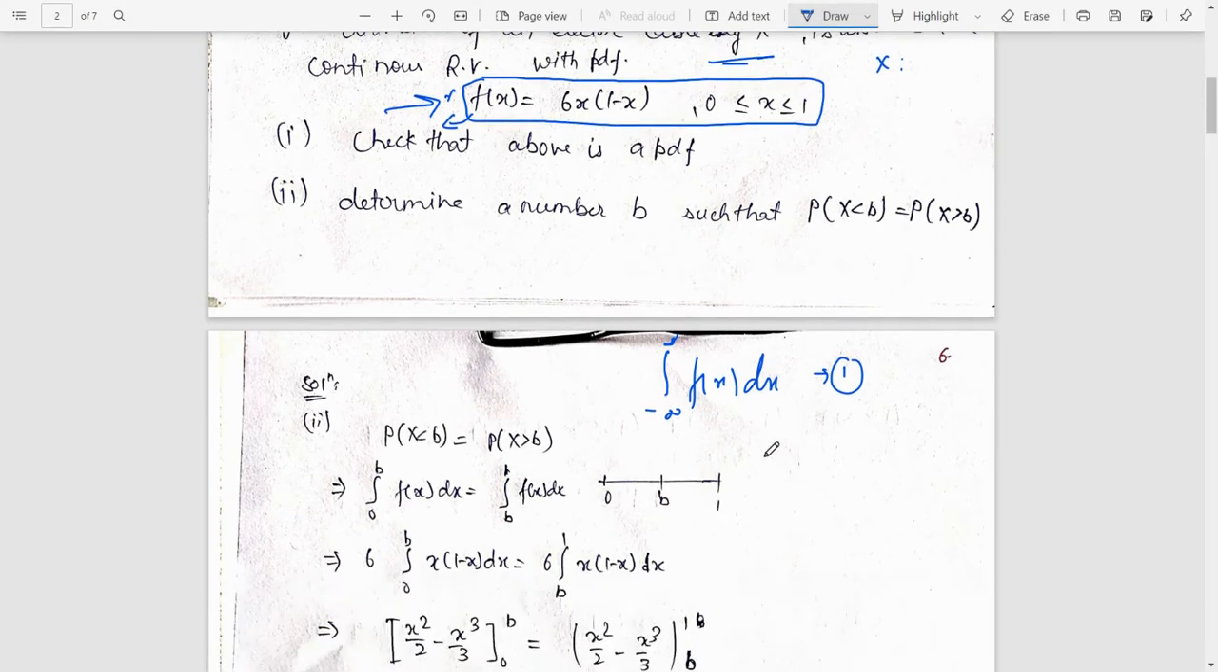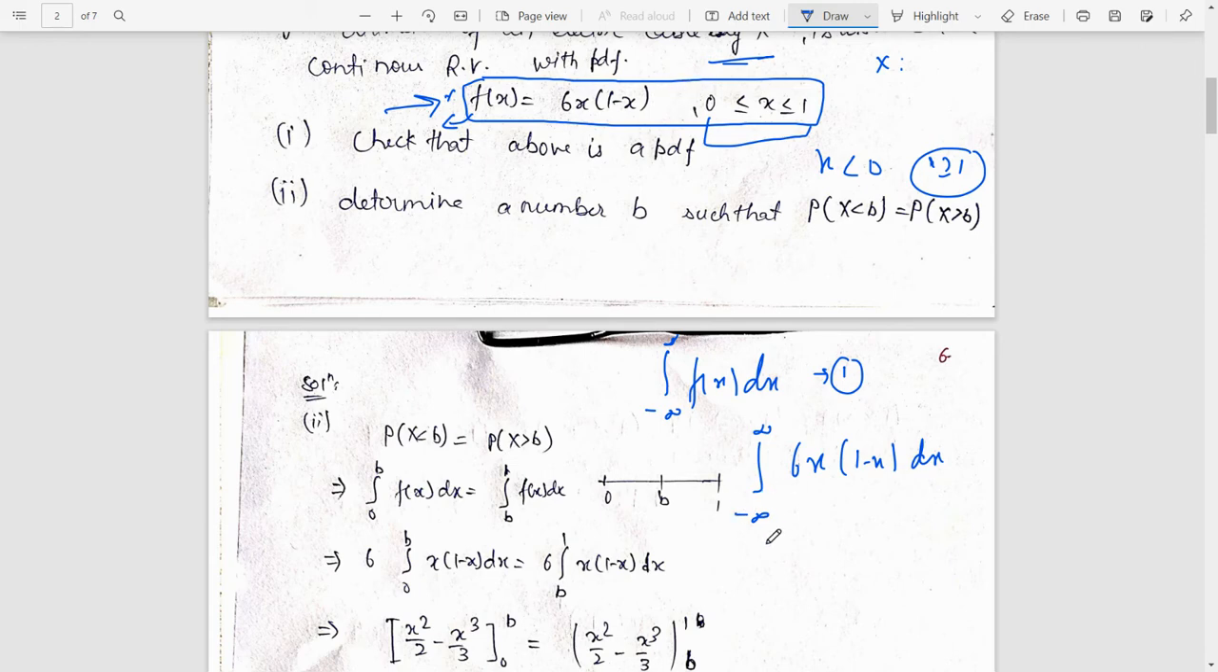Okay, so let's do this calculation. The integral from minus infinity to infinity of 6x(1 minus x) dx. The simple thing is that this particular PDF is defined between 0 and 1. So what about x less than 0, and x greater than or equal to 1? If any PDF is given in a particular range, it means that apart from this range, the PDF is assumed to be 0. By default, you know it.